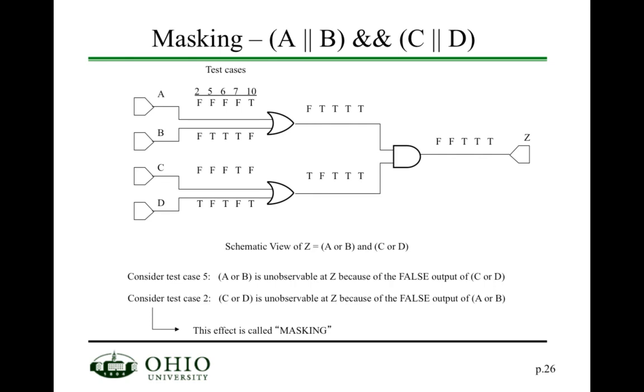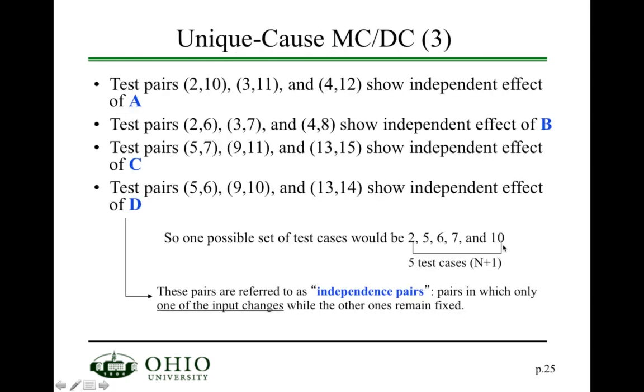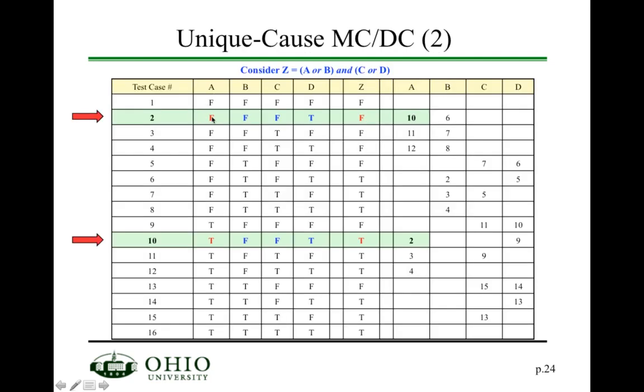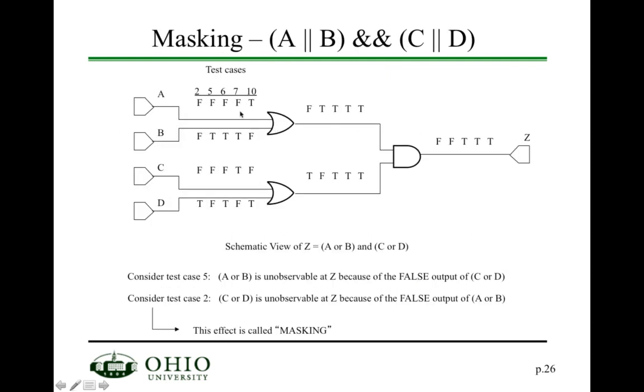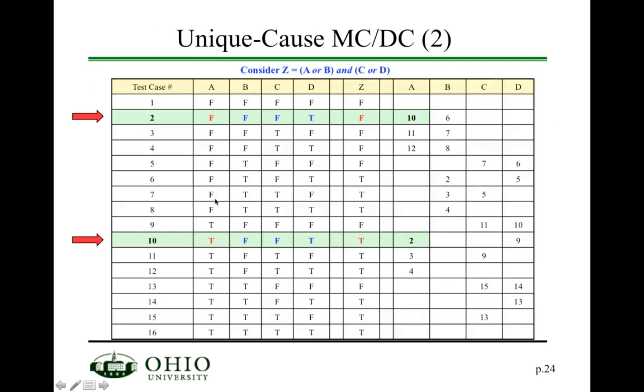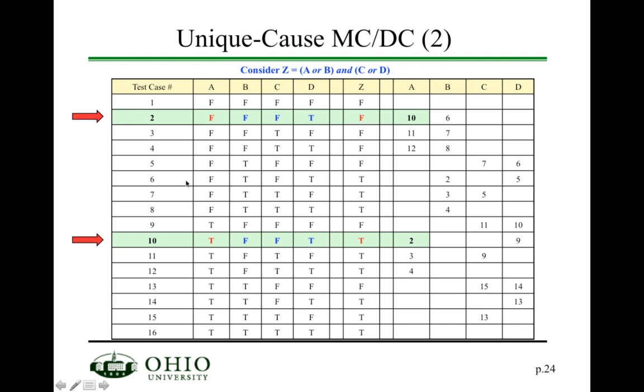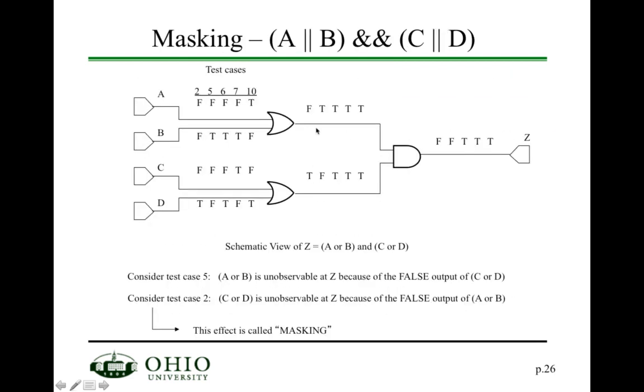Okay, now let's look at masking MCDC. Let's take our test cases that we saw in this case: 2, 5, 6, 7, and 10. In test case 2 it was false, false, false, true. Test case 5 was false, true, false, false. Then test case 6, false, true, false, true. And then test case 7, and so on.